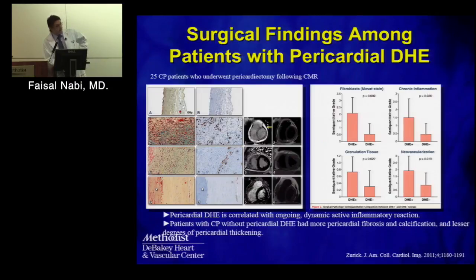Well, there was this one study, 25 patients with constrictive pericarditis who all went to pericardiectomy following a cardiac MRI. What they found was that in those patients who had delayed hyperenhancement of the pericardium, they saw histologically evidence of active inflammation. They saw fibroblasts, they saw granulation tissue, they saw neovascularization, everything that you think of with active inflammation, they saw in those patients who had hyperenhancement before they went to the OR.